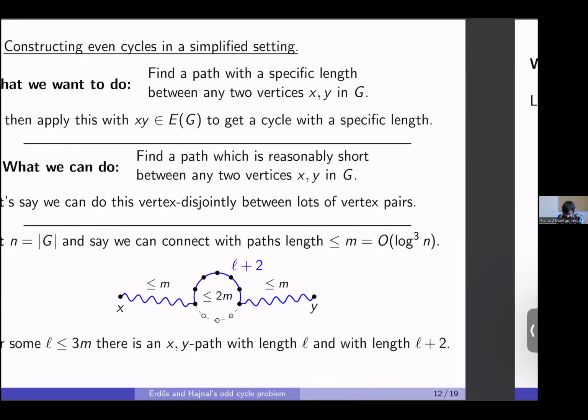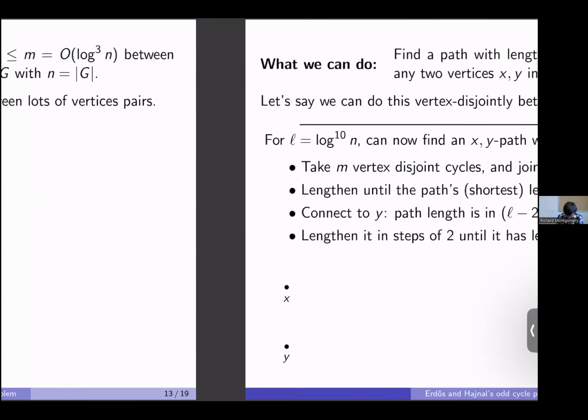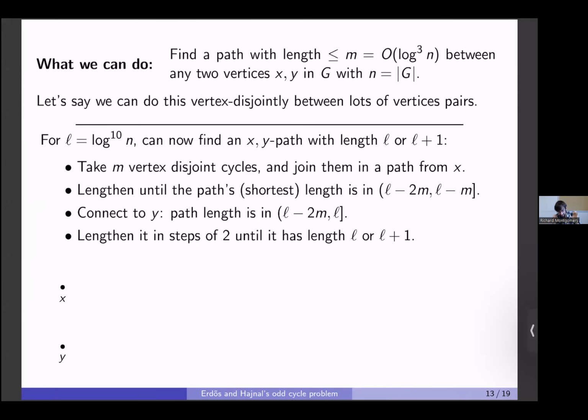Okay, so here's a recap of what we can do. We can connect pairs of vertices, vertex disjointly, with short paths of length at most m. Now if I have this property, let's take some L, which is some polylogarithm in n. By doing the previous slide lots of times, you can find a path between vertices with length either L or L plus 1. So this time, instead of saying some L exists, I'm saying for this specific L, we can now find a path with length L or L plus 1, depending on the parity in the bipartite graph and which side X and Y are on.